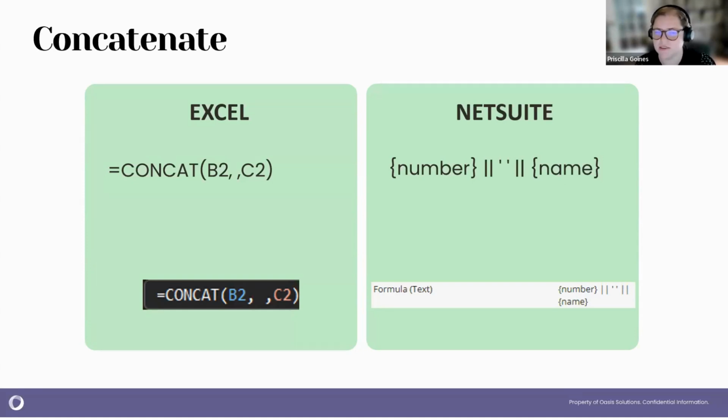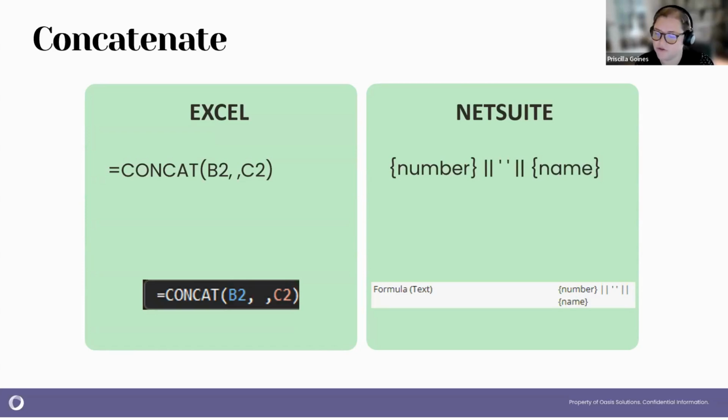Well, you can do the same thing in NetSuite. It just looks a little bit different. So in NetSuite, what you want to do is grab the field ID. For this example, I'm doing the number and the name. So you grab the field ID, then you do double pipe, and then you have whatever spacing you want. So if you just want a space, you would put apostrophe space apostrophe, and that's what your concatenation is going to be. And then you would do your double pipe to join that together, and then you can do your secondary field.